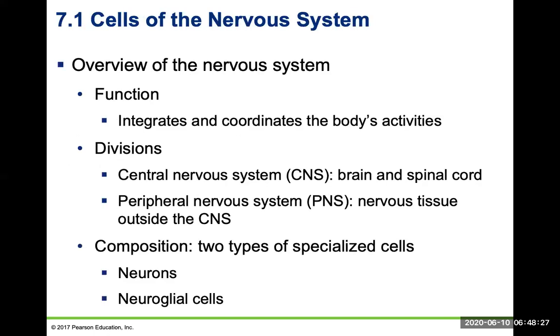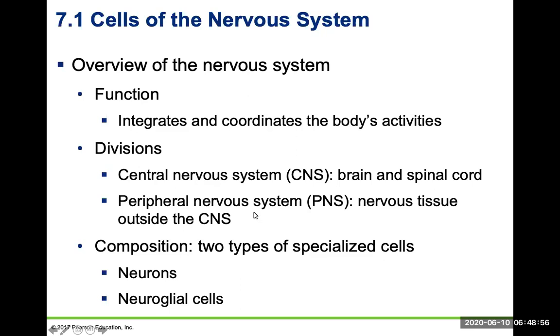So the overview of the nervous system, its function is to integrate and coordinate the body's activities. We divide it into your central nervous system, which is your brain and spinal cord, and your peripheral nervous system, which is your nervous tissue outside of your brain and spinal cord. So your peripheral nervous system would include all of your spinal nerves and nerves that are leaving your brain and spinal cord.